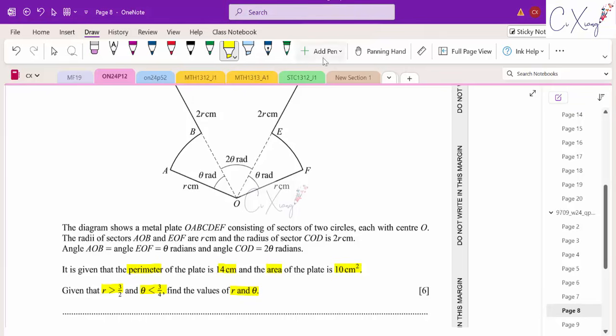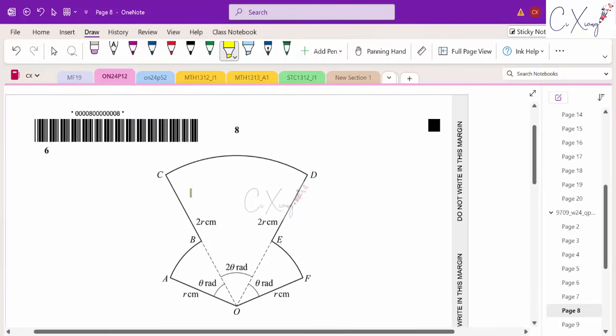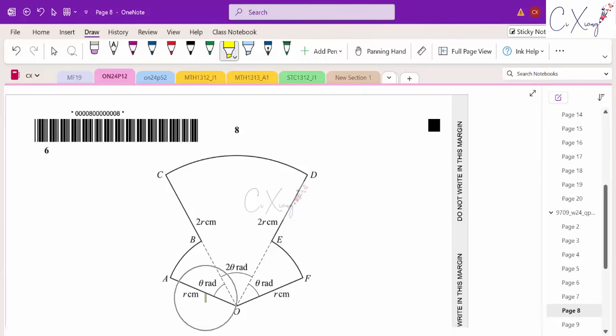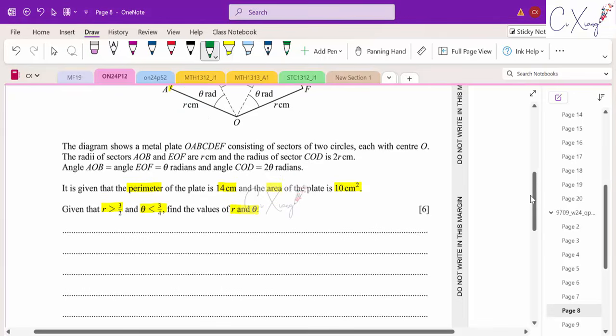Before we start, a very quick recall. When talking about the perimeter of the plate, we want to calculate and add all the lengths that form the metal plate. All the straight lines we have no problem finding, so mainly we have these curves here. There are three curves, and they are the arcs of the sectors. So how do we calculate the arc length?